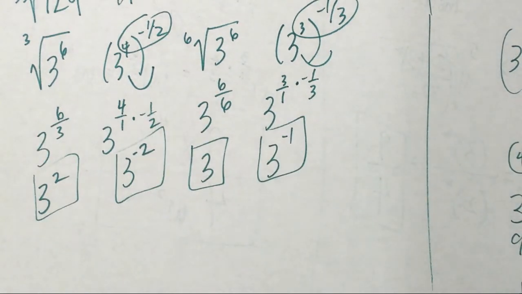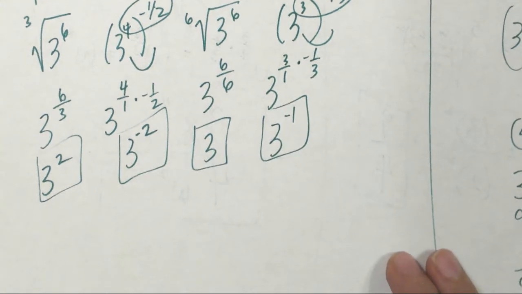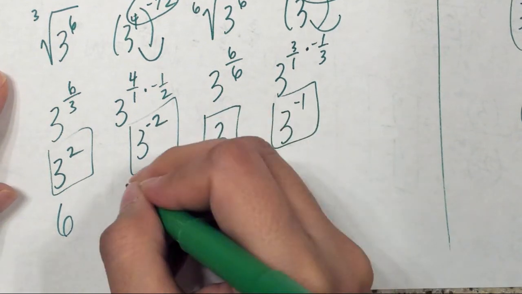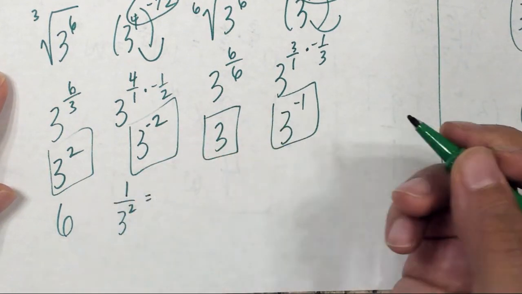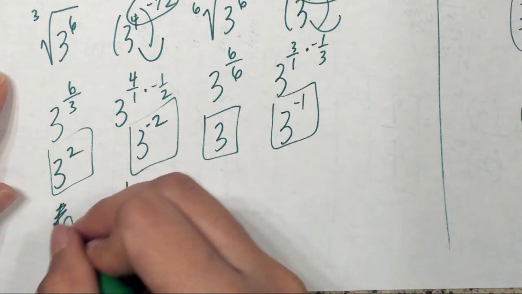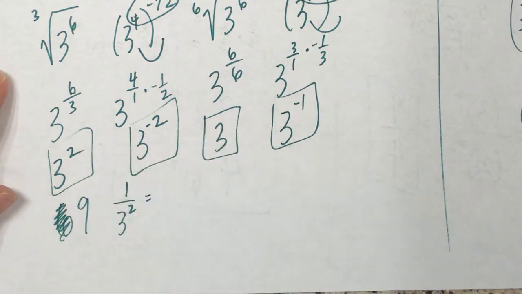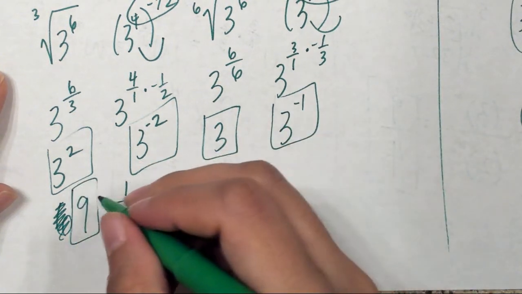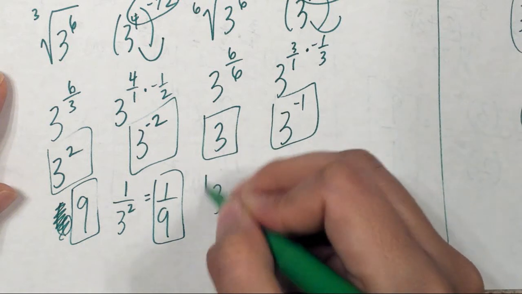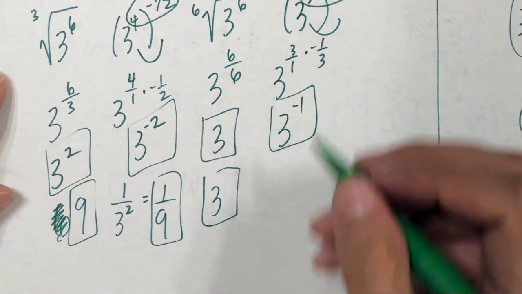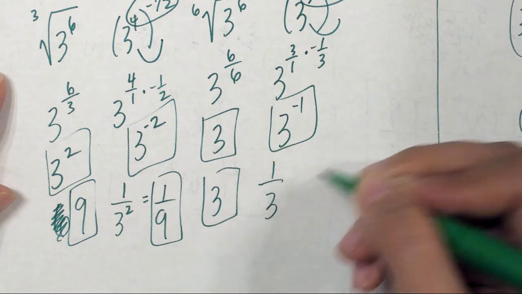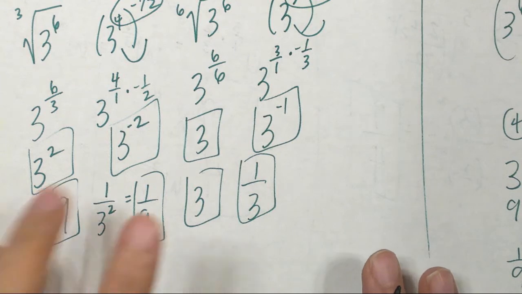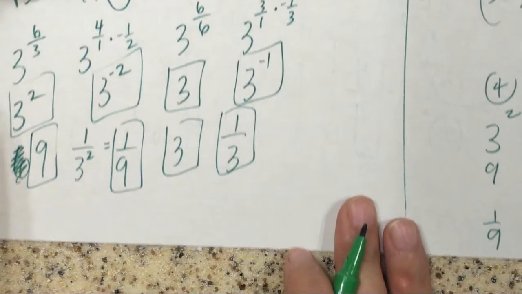Alright, so let's simplify this a little bit more. 3 squared is 6. 3 to the negative 2, I'm going to write that as 1 over 3 squared. So, actually, sorry, I just messed that up. 3 squared is 9, not 6, sorry. So this will be 1/9. So I have 9, 1/9, 3, and then 3 to the negative 1 will be the same thing as 1 over 3, so it's 1/3. So these are my 4 numbers, right? I have 9 and 3, 1/9 and 1/3.